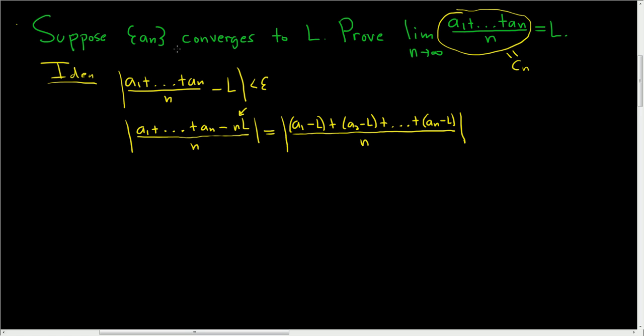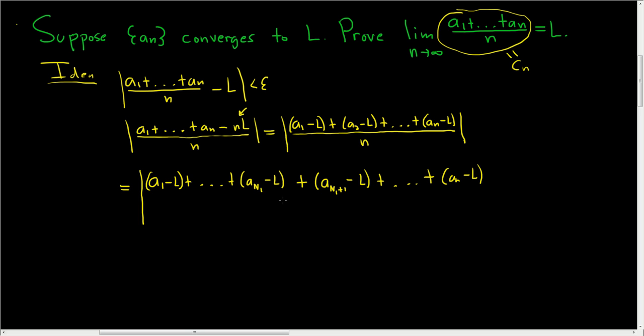Now at some point in our proof, we're going to use the fact that our sequence converges to L. That's going to give rise to a natural number, I'll call it n sub 1. So we can truncate this sum at n sub 1 as follows: a sub 1 minus L plus plus a sub capital N sub 1 minus L, and then we continue with the next term, a sub n sub 1 plus 1 minus L, plus plus a sub n minus L. Okay, and this is all being divided by n. So we can write this over n, and then we can write this over n.